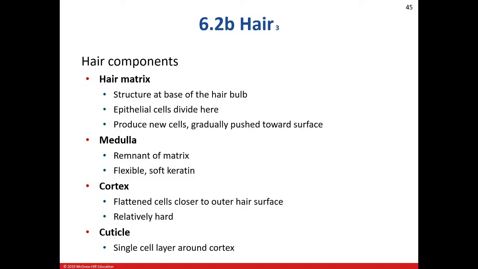So hair has a hair matrix, which is the structure at the base of the hair bulb. That's where we see the epithelial cells dividing. Again, as we said, the new ones get pushed up toward the surface, and they will eventually die and become part of the hair. We have the medulla, which is the remnant of the matrix, the flexible, soft keratin. Then you have the cortex, which is the flattened cells that are closer to the outer hair surface.